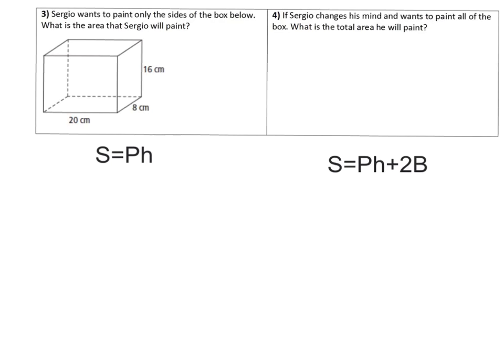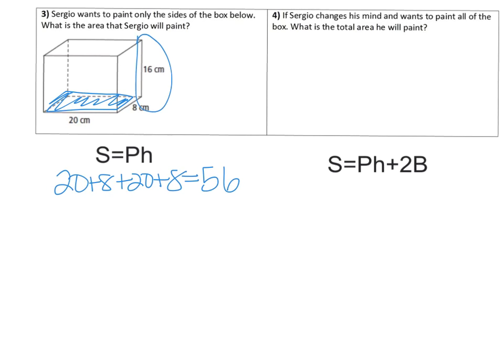Number 3, Sergio wants to paint only the sides of the box below. What is the area that Sergio will paint? So since they're looking for just the sides, we would be finding the lateral surface area. So the formula would be S equals PH. The base is this rectangle. So to find the perimeter of that, I would do 20 plus 8 plus 20 plus 8, which equals 56. And then the height would be 16, so 56 times 16 equals a lateral surface area of 896 centimeters squared.